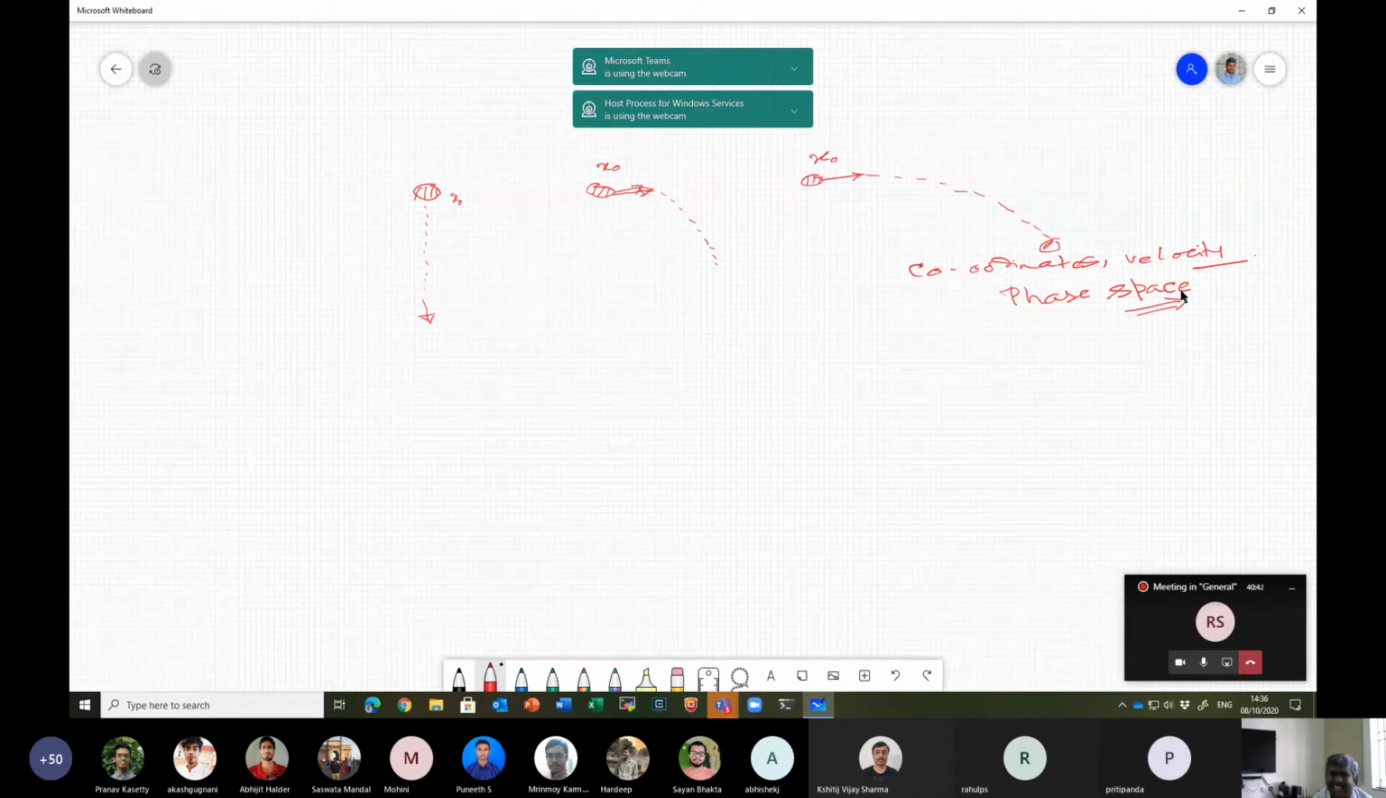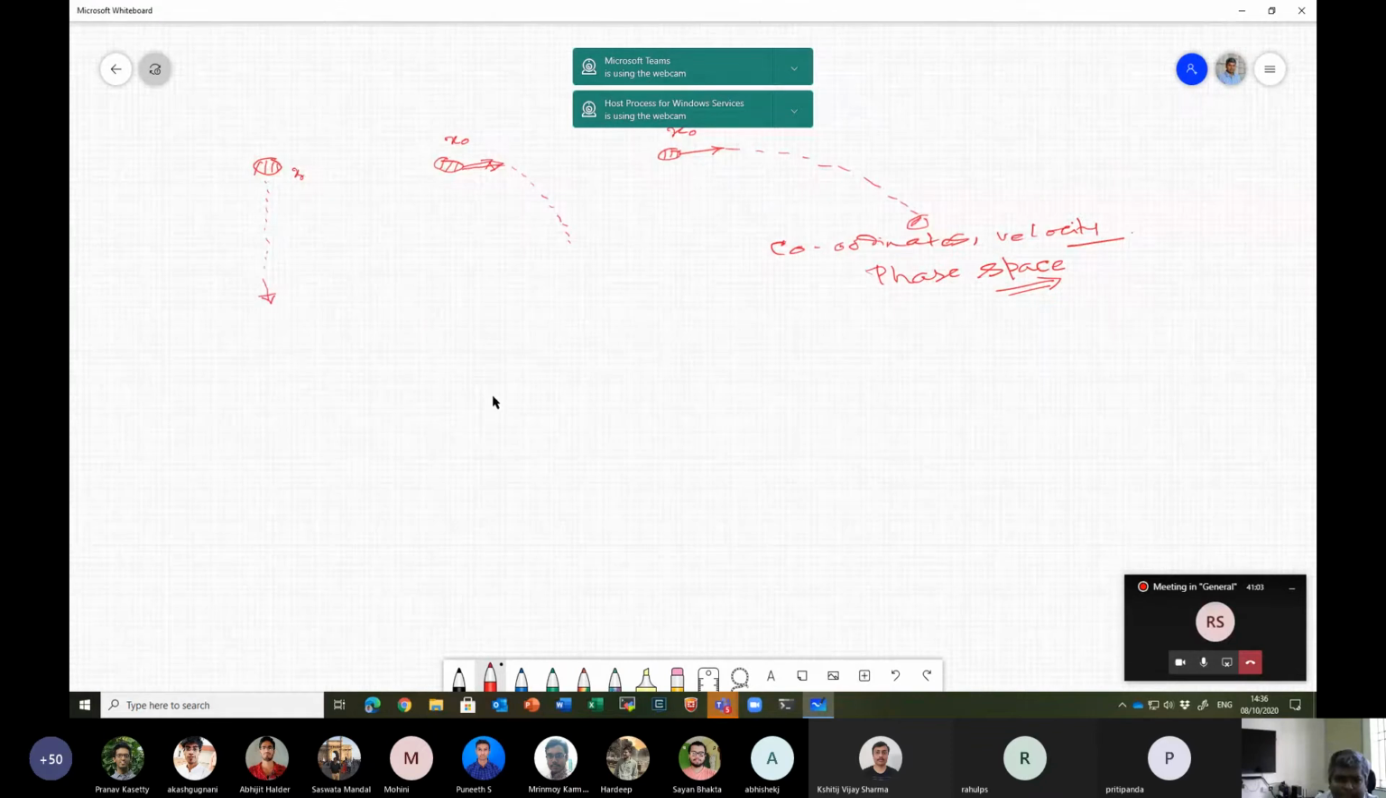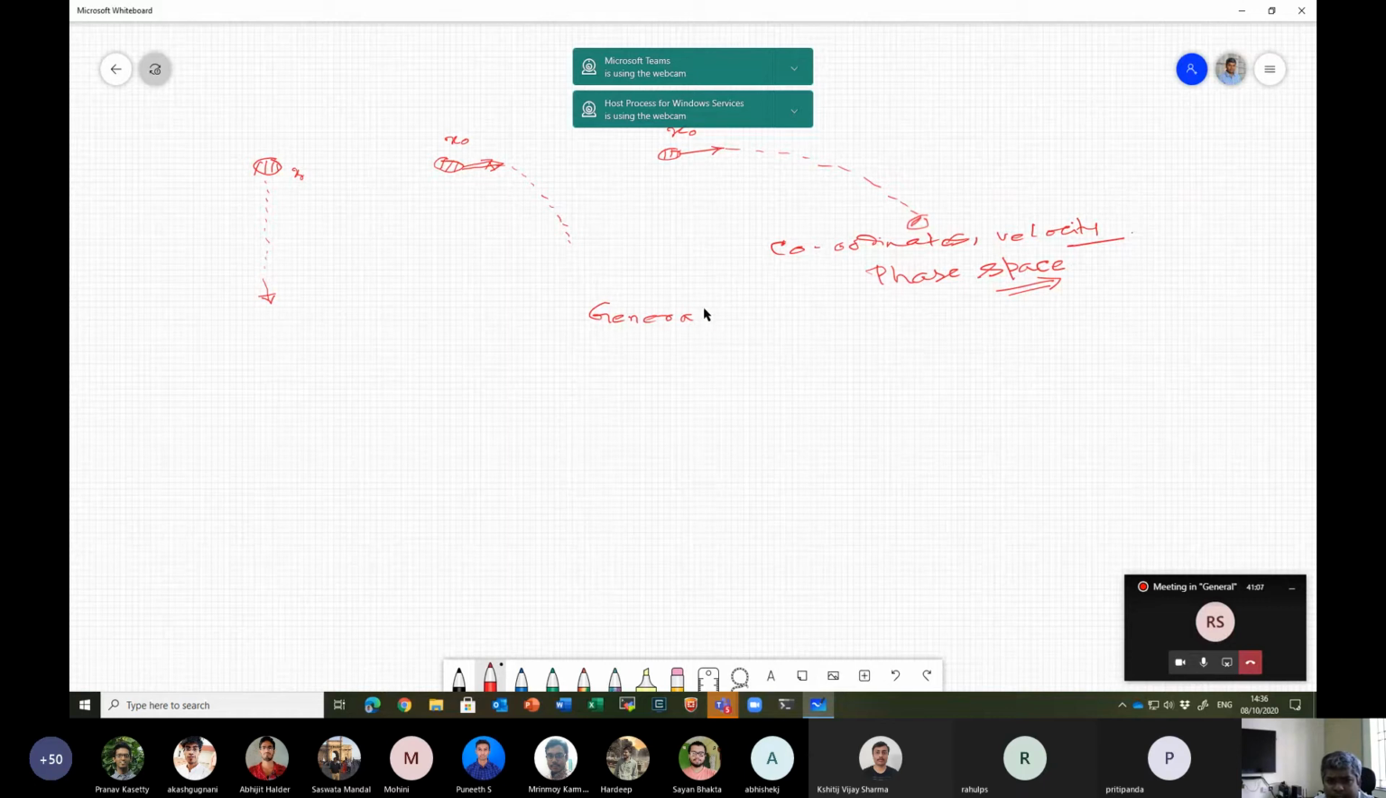Now let's generalize this system, right? For the velocity and the position, instead of x, y, z like in the Cartesian system that we are using, let's use some generalized coordinate system. So what do we mean by generalized coordinate system? Say these generalized coordinates.